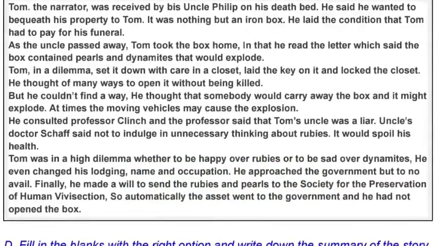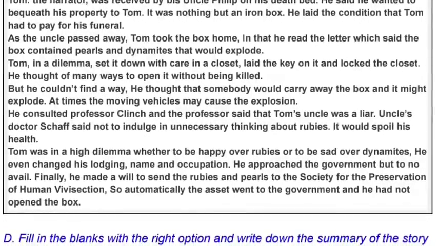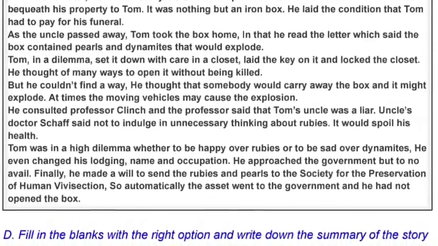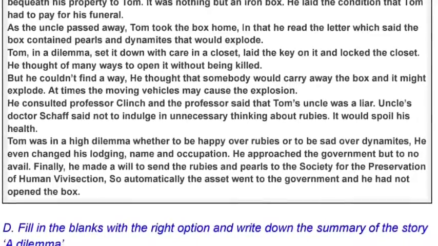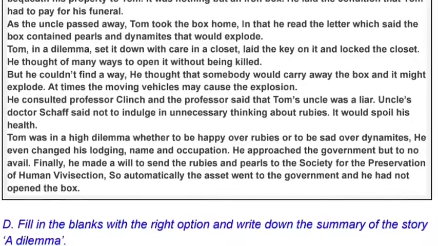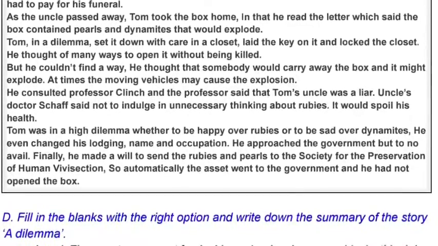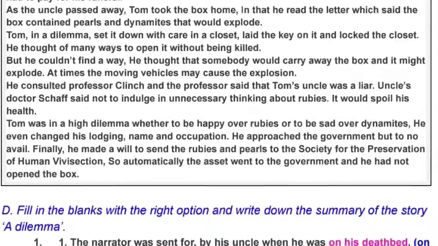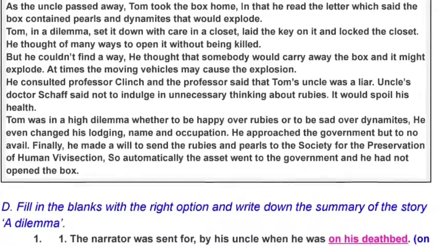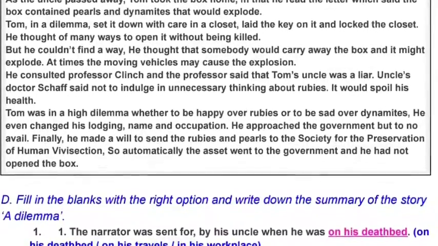It was nothing but an iron box. He laid the condition that Tom had to pay for his funeral. As the uncle passed away, Tom took the box home. In that he read the letter which said the box contained pearls and dynamites that would explode. Tom, in a dilemma, set it down with care in a closet, laid the key on it and locked the closet. He thought of many ways to open it without being killed. But he couldn't find a way.